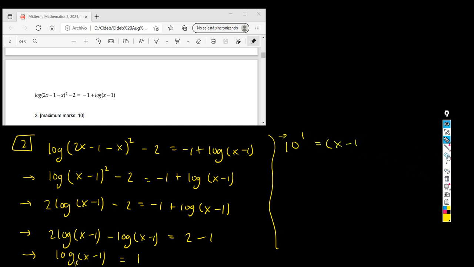Well, let me erase the parentheses. Which means that 10 equals x minus 1, which means that x equals 11. And that's it. We're done. Simple problem, simple solution. Let's make a stop and we continue in a moment.